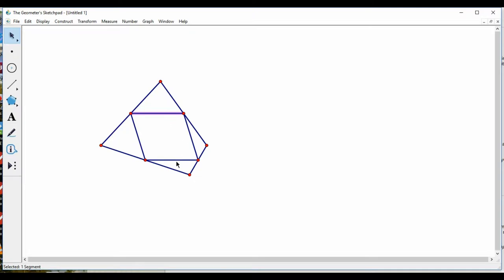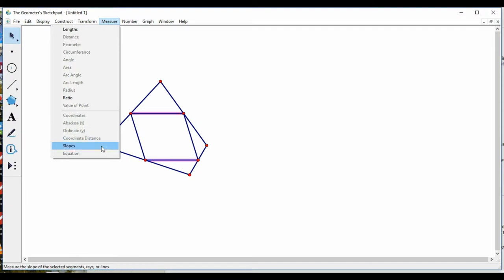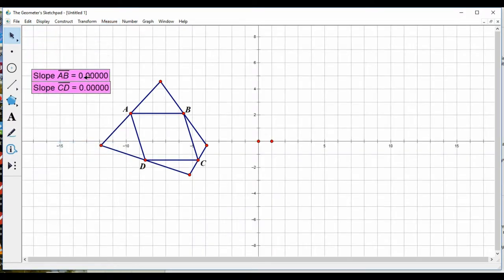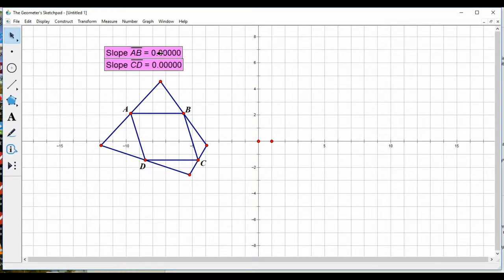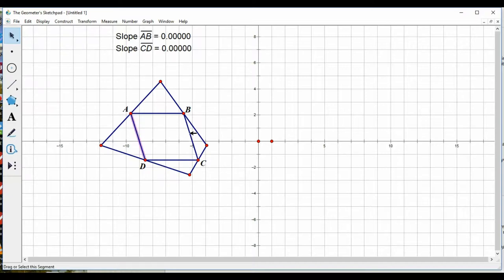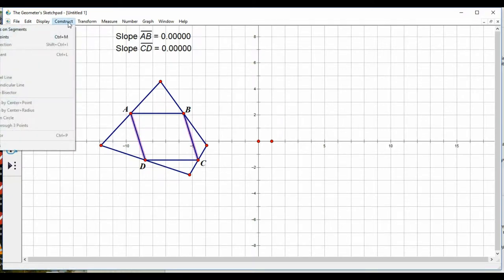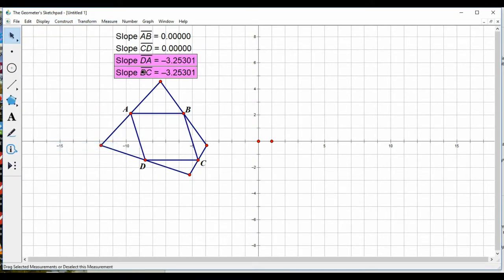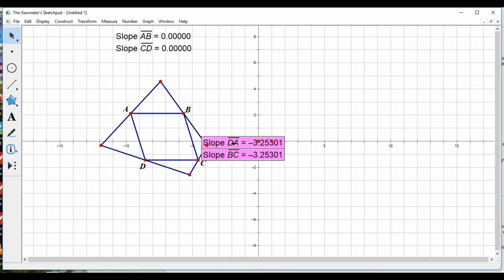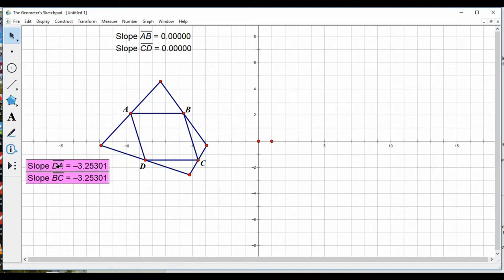So you can choose two opposite sides of that parallelogram and construct the slopes, or at least compute the slopes. And they're the same. They're both zero right now, but that's okay. That'll change. But they're both equal. That's the important point. And then measure the slopes of those two opposite sides, and you get the A and B, C being the same.